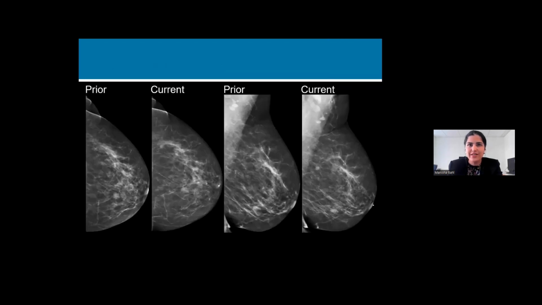Next, we'll review a series of cases to illustrate how abnormalities are worked up and managed. These images are in order: the patient's prior left CC 2D mammogram, current left CC 2D mammogram, prior left medial lateral oblique 2D mammogram, and current left MLO 2D mammogram. I'll give you just a moment to look at the images to determine if there's something new on the current mammogram compared to the prior mammogram. And I'd focus on these last two images, the MLO images, where the finding is seen best.